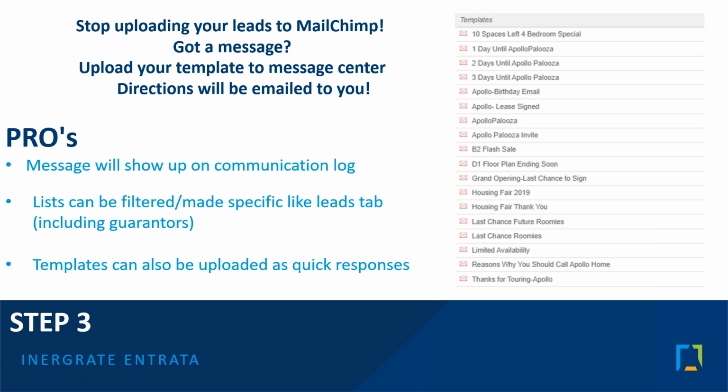Versus Mailchimp, you just have one list of people that you can send to, and you can't break it up that way. You can after you've sent a campaign, but it's going to be one list, versus Entrata gives us a few different options of how we can send these. You can also upload these templates as quick responses. So if someone starts an application, we can have a really clean email design template that's immediately sent to them that we created through Mailchimp and loaded in the Message Center.